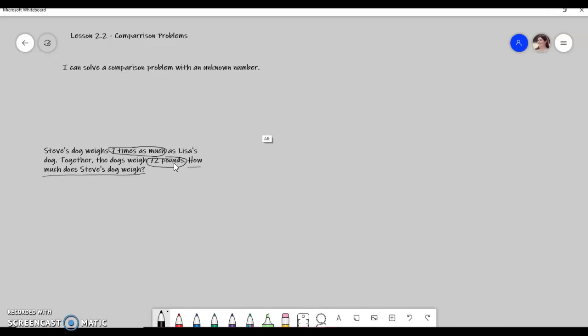Now here's the thing. We know we have Steve's dog. And we know we have Lisa's dog. So how many times more was Steve's dog than Lisa's? 7 times, that's right. So we're going to draw a bar model with 7 boxes. So 1, 2, 3, 4, 5, 6, 7. All right, so now how much does Lisa's dog weigh?